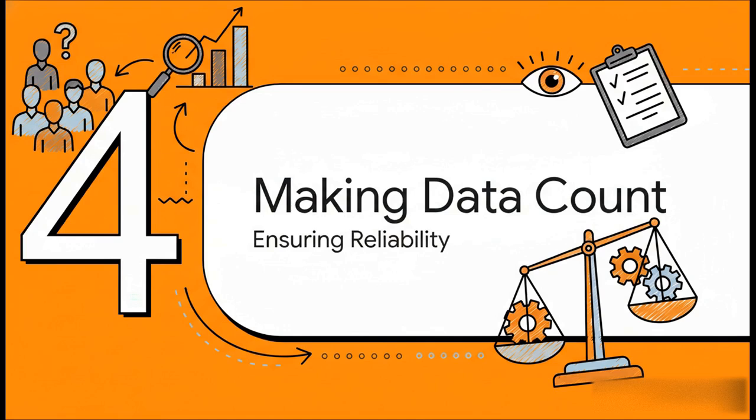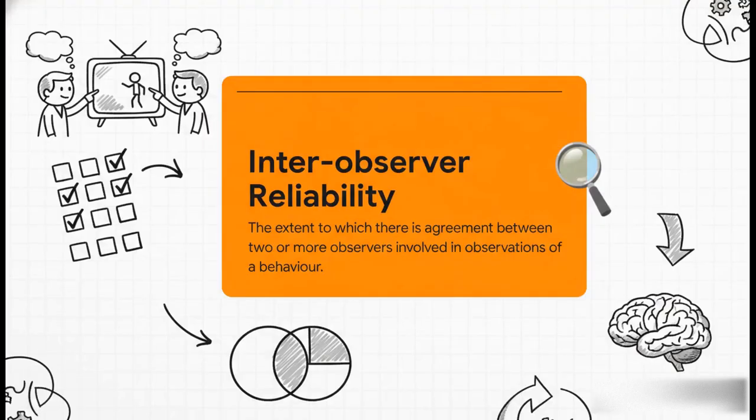So you've been out there, you've done your sampling, you've collected all this data. But how do you know if it's actually any good? How can you prove that what you recorded is an objective fact and not just your personal biased interpretation of what went on? Well, this is all about reliability. And the key phrase you need to know is inter-observer reliability. It's basically a fancy way of saying you need a second opinion.